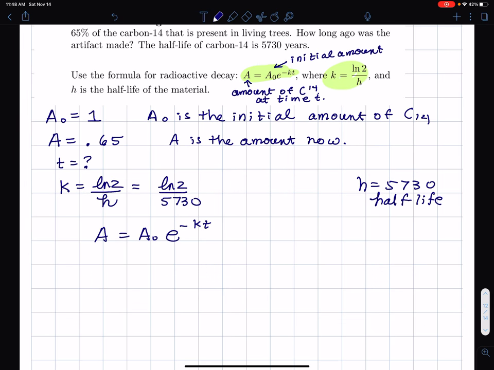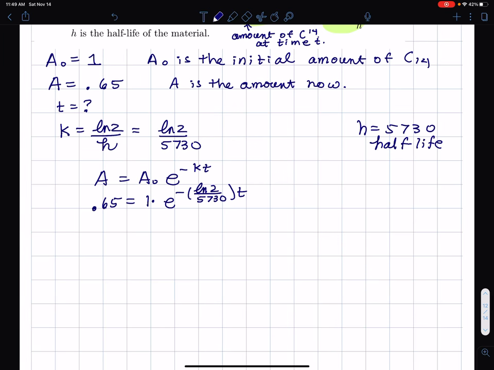Well, the A is 0.65. That's the amount we have after a certain amount of time. And then we start off with 1. And then e to the negative KT. Well, K, I'm saying, is ln2 over H, which I found from another time in class. So I have 0.65 equals e to this stuff.